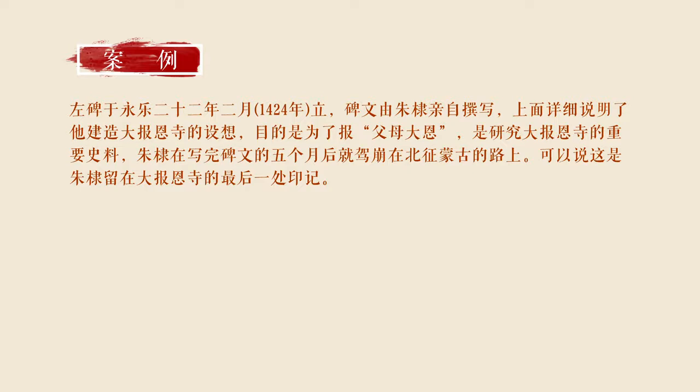Let's analyze the two sentences before we translate them. The first sentence makes 2 points. First, the inscriptions on the stele were written by Zhu Di himself. Second, the inscriptions are important for the study of the Grand Baoan Temple. Why are they important? The reason is given in the second sentence, that is, they were the last imprint of Zhu Di on the temple. Why were they his last imprint? The reason is given in the first sentence, that is, he died soon after he wrote them.